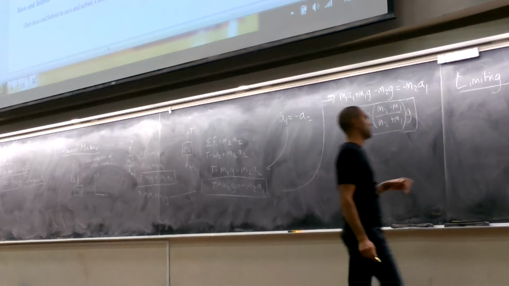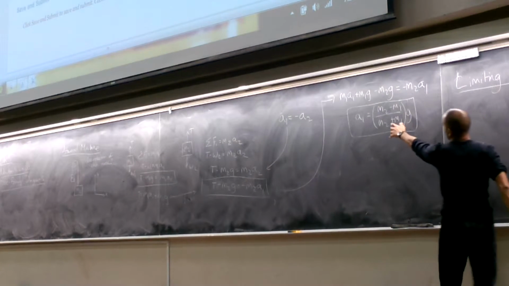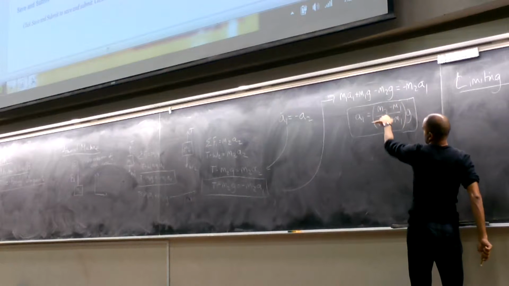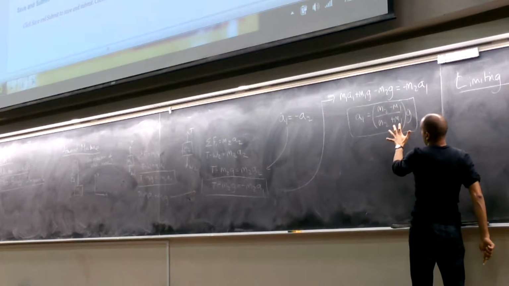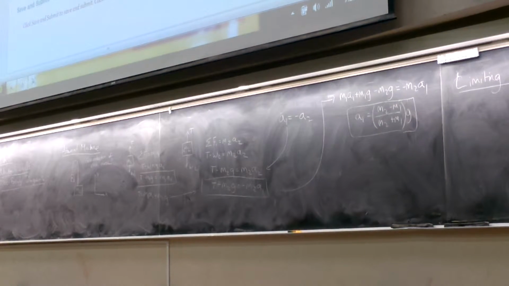When m2 is much bigger than m1, then in this formula here, the numerator is going to be pretty much m2 because m1 won't matter, and the denominator will just be m2 because m1 won't matter. So I'm just going to have 1 over 1 times g, or m2 over m2 times g, equals just g. Does that make sense?